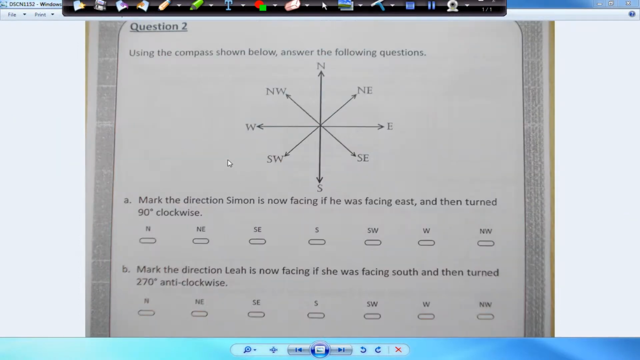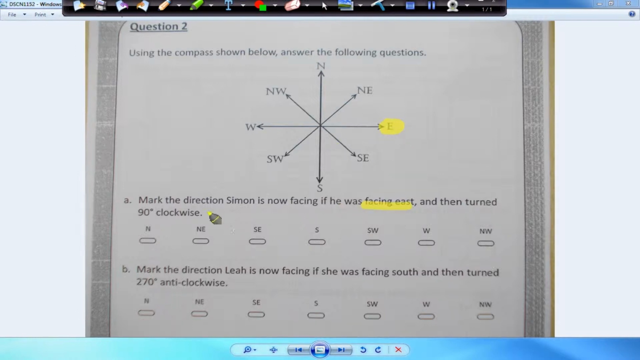Using the compass shown below, answer the following questions. Mark the direction Simon is now facing if he was facing east and then turned 90 degrees clockwise. Let's start. Let's do the highlighter for this one. So which way is he facing?